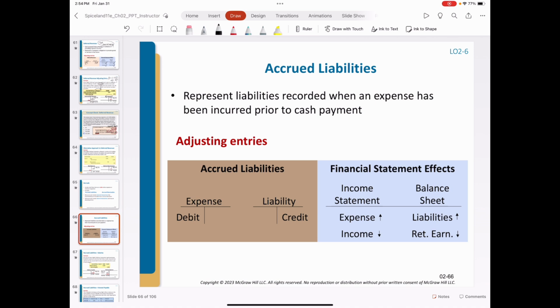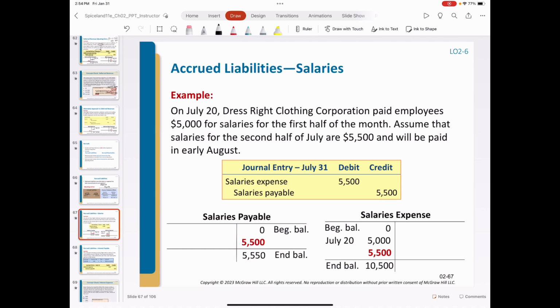So for this journal entry, we will debit expense and credit liability. The typical journal entry is we debit expense, and the liability usually is a payable. That indicates the company incurred expense, but the payments will be in the next accounting period. There is no cash outflow currently. Instead, we record a liability, a payable. Here is an example of accrued liability or accrued expense.